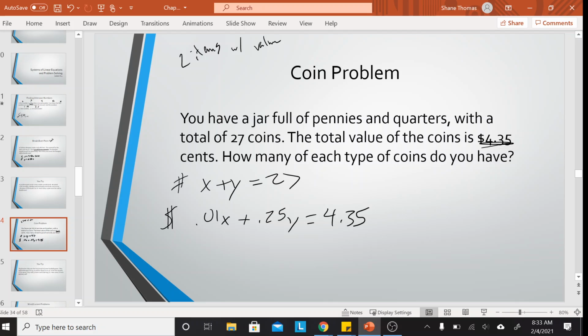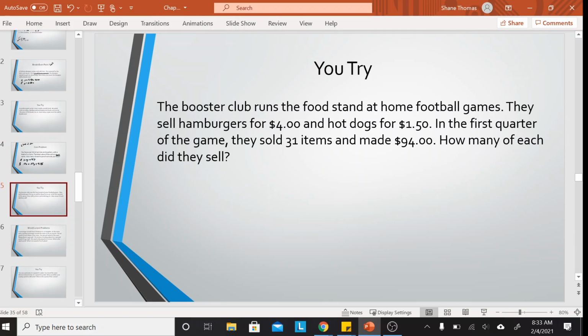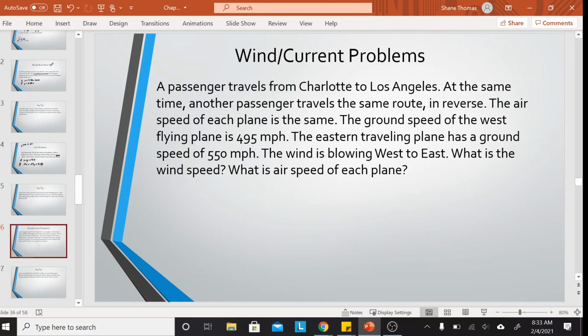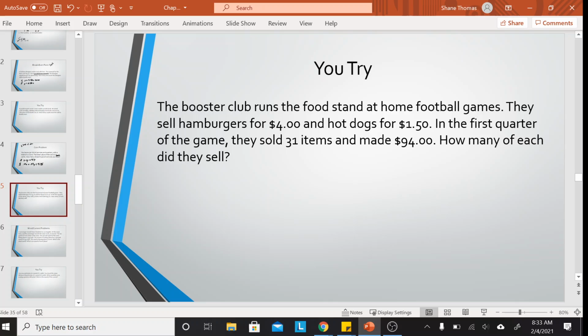Again, it doesn't have to necessarily be a coin to be a coin problem. So this is one right here. We did this one. Booster Club runs a food stand at the home games. Sell hamburgers for $4, hot dogs for $1.50. First quarter of the game, they sold 31 items and made $94. How many of each did they sell?